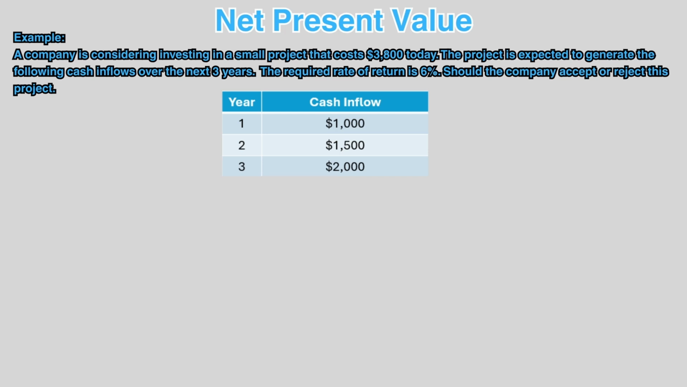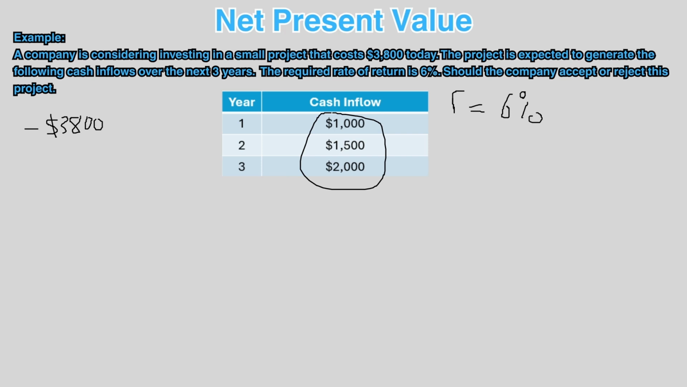So first, let's realize that the cash outflow is the $3,800. So it's going to be negative $3,800. That's going to be our initial cash outflow, our initial investment. Then it's going to generate these cash flows here: $1,000 in year 1, $1,500 in year 2, and $2,000 in year 3. And the last piece of information that we need is the required rate of return, or our discount rate, which is given to us as 6%.